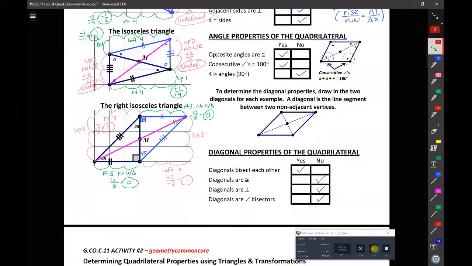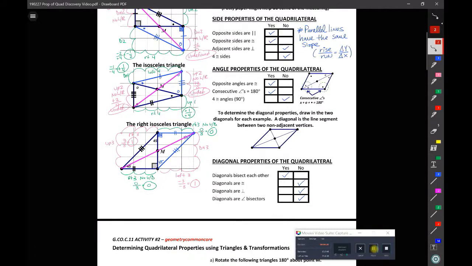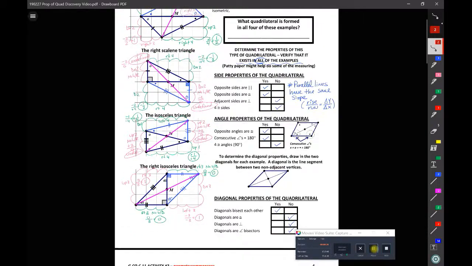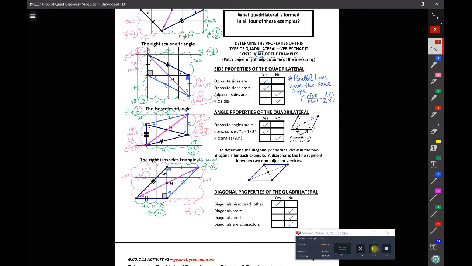So it should have been pretty obvious with this one that the only one that was yes on this were the diagonals bisecting each other. In each of these cases here, these were all no's, and hopefully you answered those questions correctly. So let's get back to our summary of this: what quadrilateral is found out here in all 4 examples?